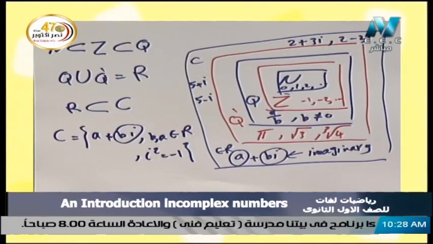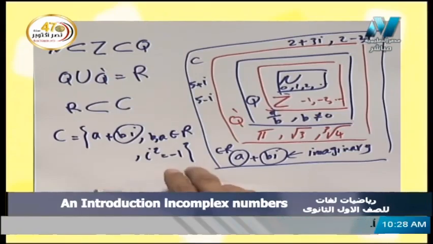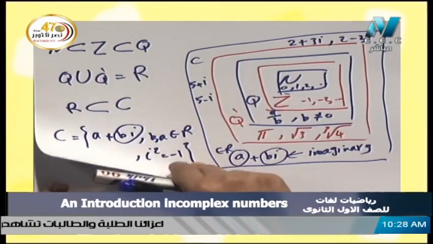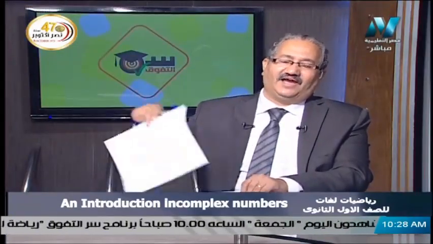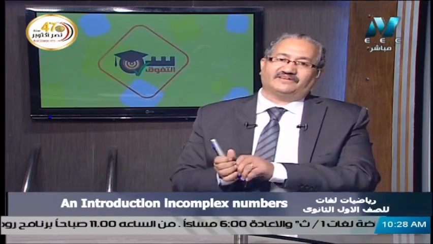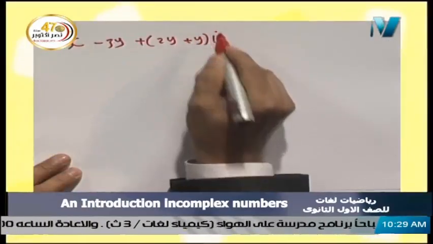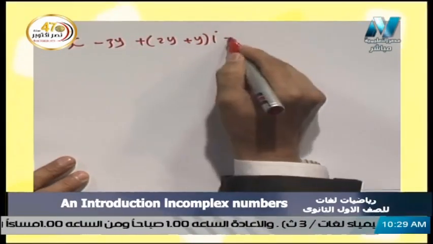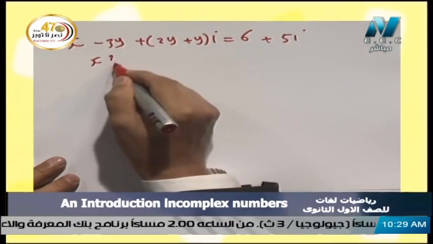Okay, let's move on to something else, about solving equations and some properties of complex numbers. What about the equality of two complex numbers, and how can we benefit from it to find the value of x or y? We have here an example. If we have x minus 3y plus (2y plus y) multiplied by i, like that, equals 6 plus 5i, the request is to find x and also to find y.